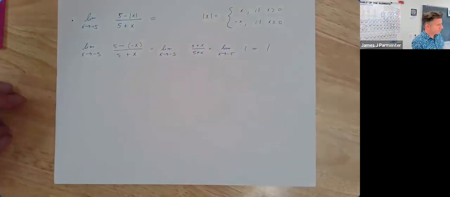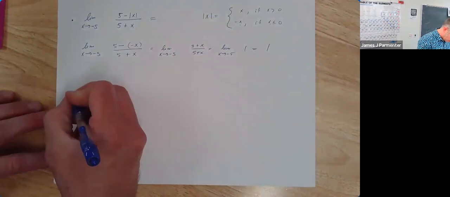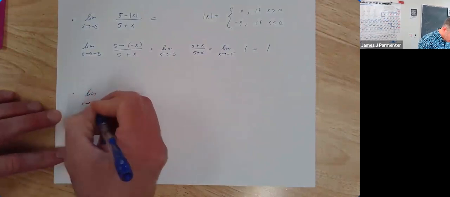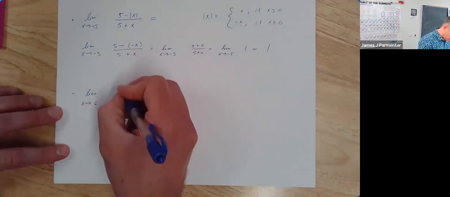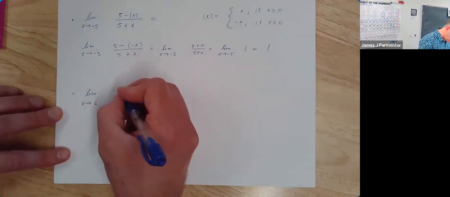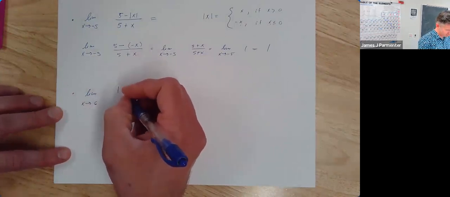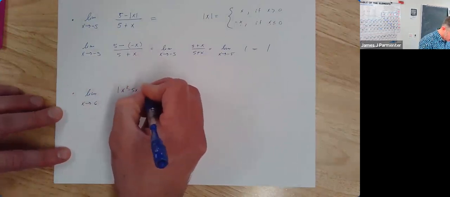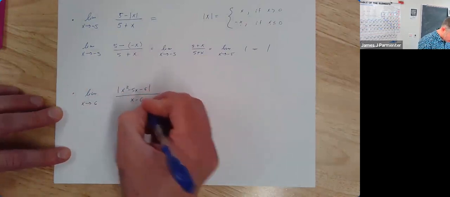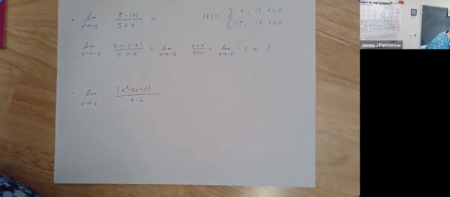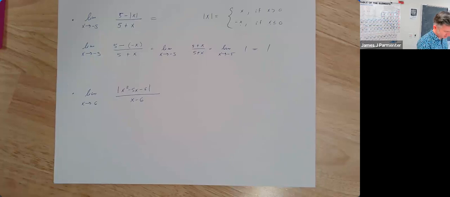Let's do one more, which is a little more interesting in my opinion. Maybe, sure. How about the limit as x approaches 6 of the absolute value of, sure, why not, x squared minus 5x minus 6 over x minus 6. Ooh, that's interesting. I don't know if I like this so much.